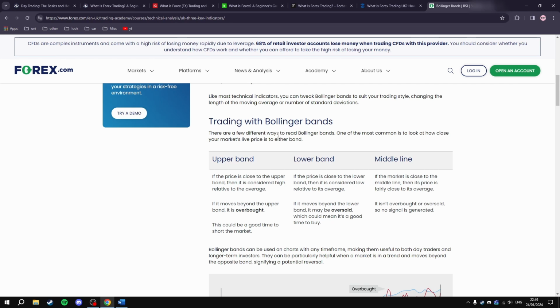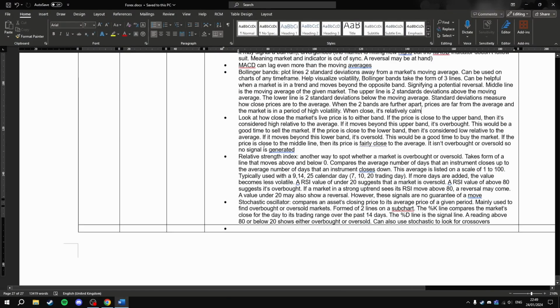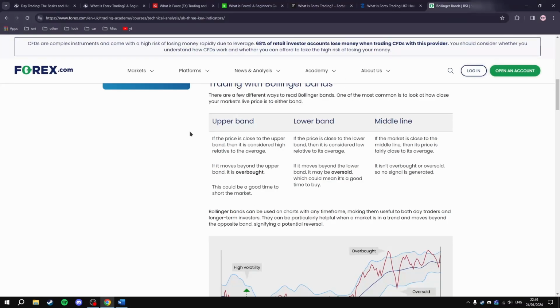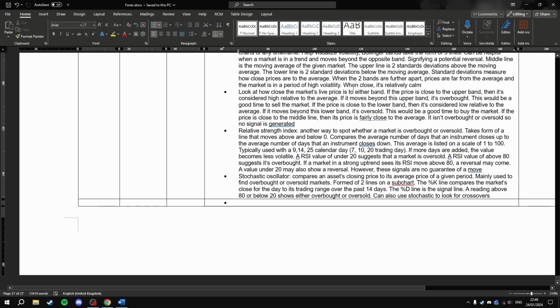There are a few different ways to read Bollinger Bands. One of the most common is to look at how close your market's live price is to either band. If the price is close to the upper band, then it's considered high relative to the average. If it moves beyond the upper band, it is overbought. This could be a good time to short the market, aka sell the market, which is what I wrote.